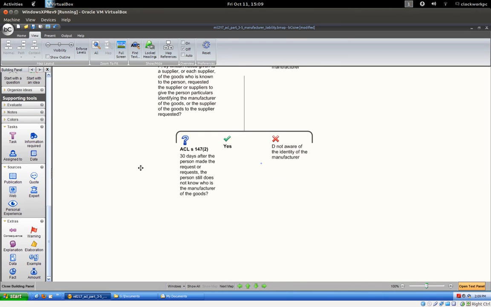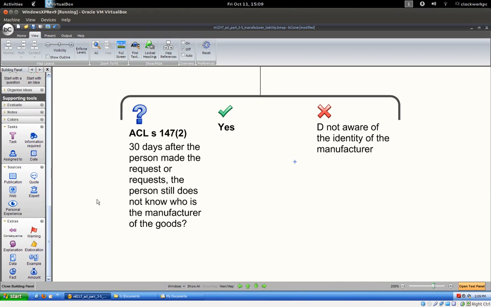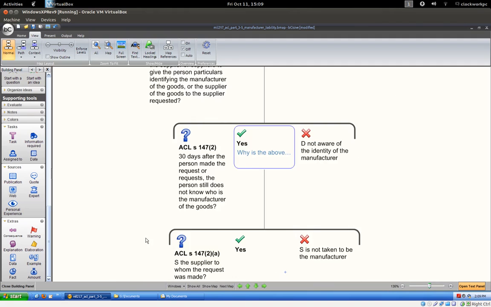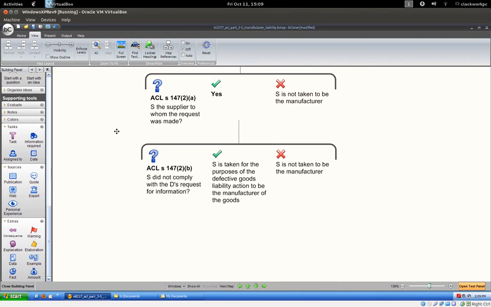So you write to the supplier, and if the supplier within 30 days does not give you the information that you need, then pursuant to section 147 subsection 2, subsection A, the supplier, assuming that we're talking about the person to whom you made the request, and then subsection B, the supplier can be taken for the purposes of this action to be the manufacturer of the goods.